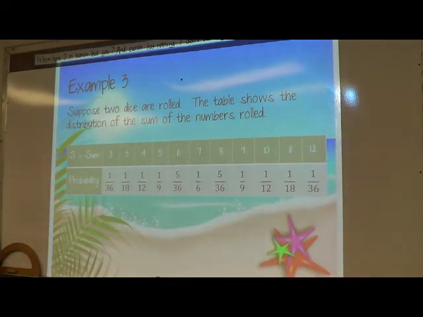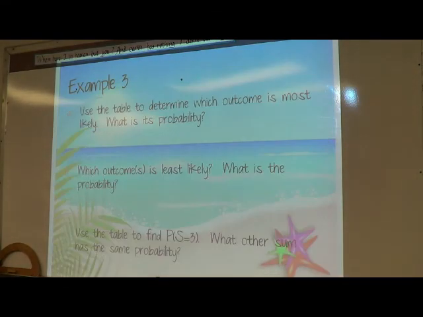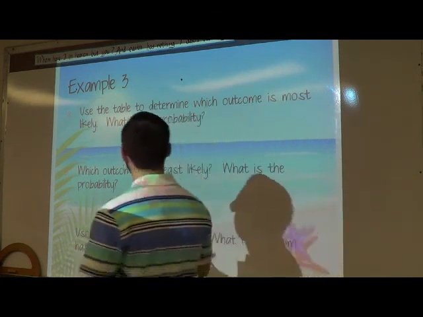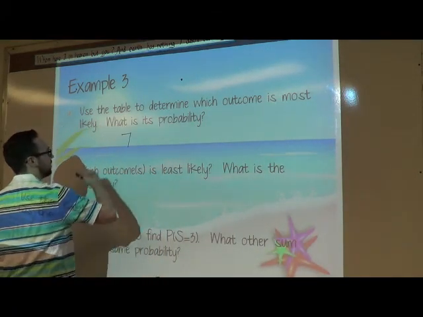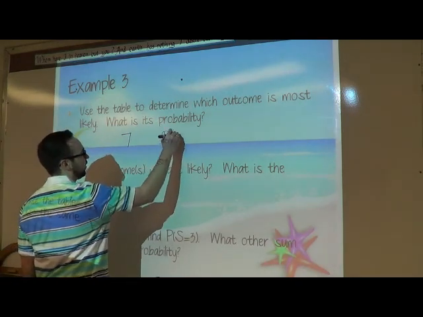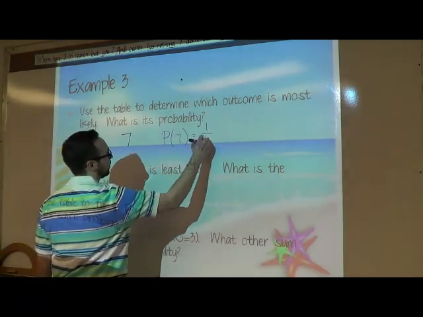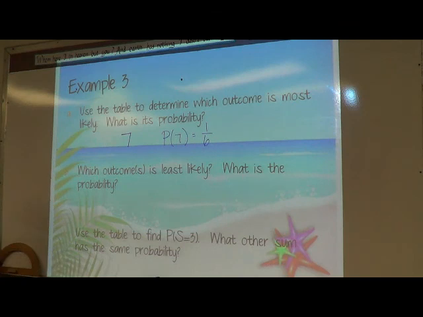So then using that table, there's a few questions they ask you. First they ask you, use the table to determine which outcome is most likely. Then they ask, what's its probability? Well, if you look at which one has the smallest denominator, the biggest fraction, that would be 7. So the sum of 7 is the most likely, and the probability of getting a 7 is 1/6.